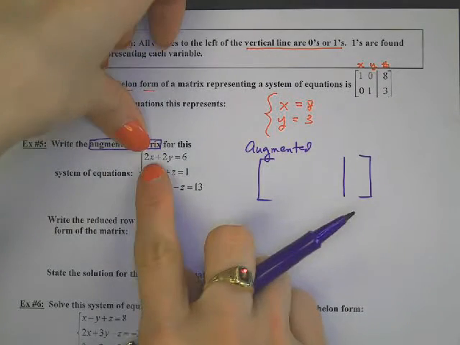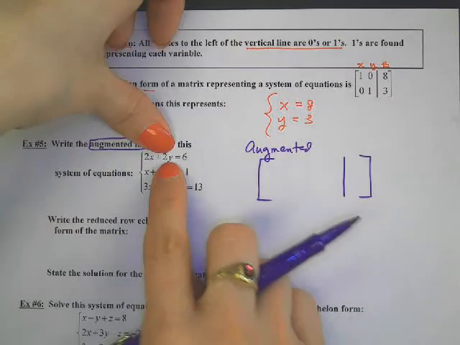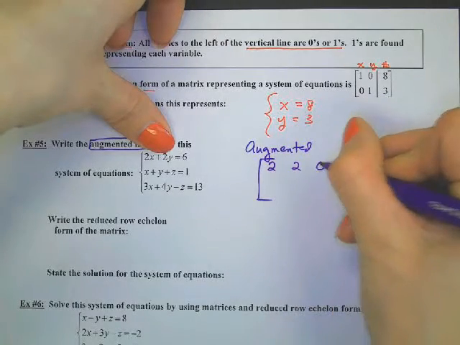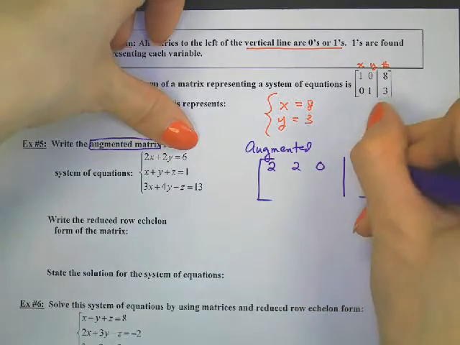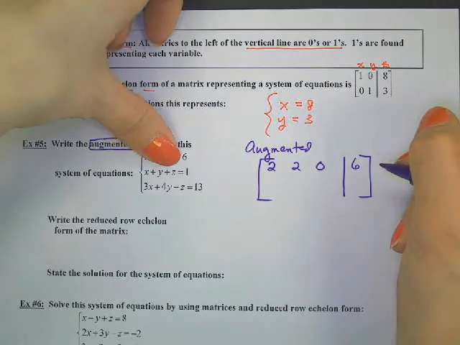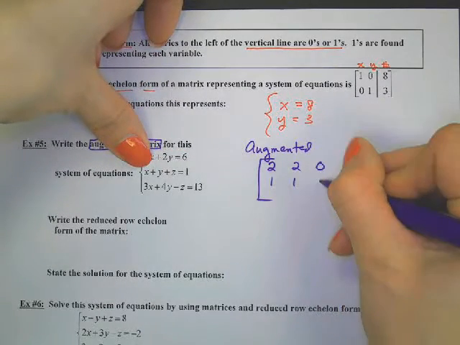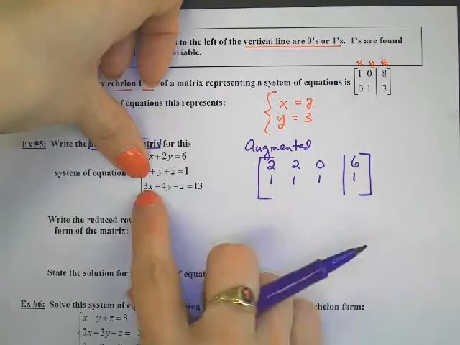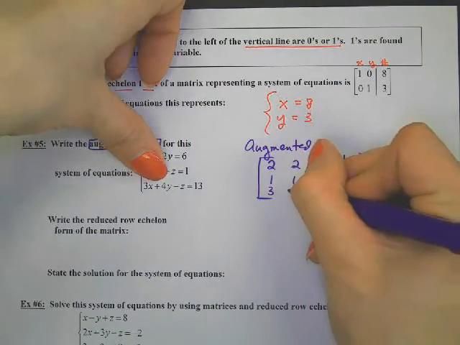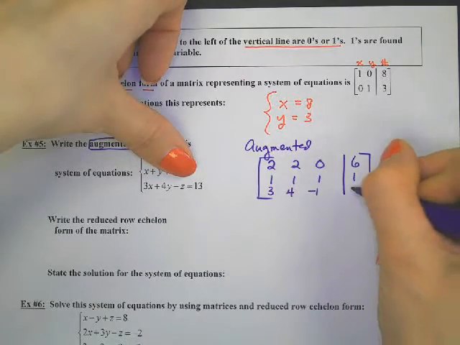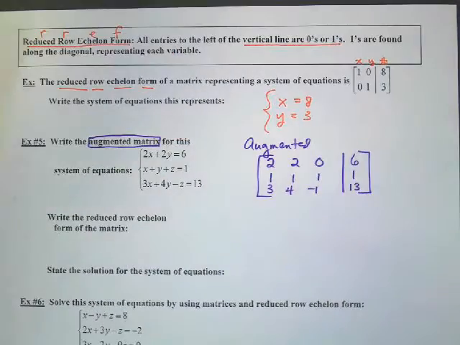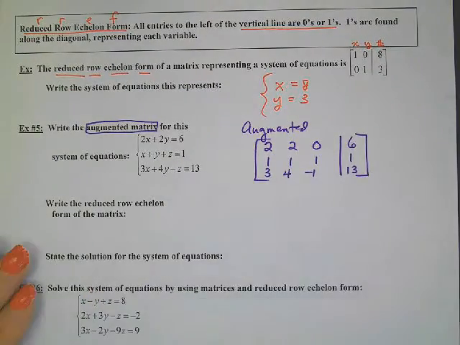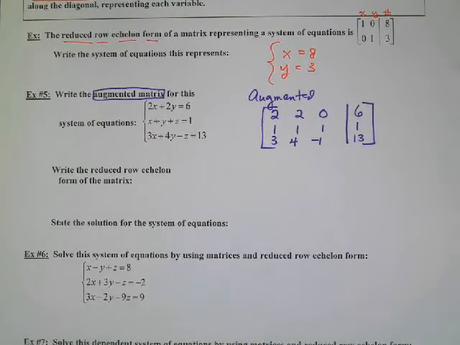And our first equation says 2x, 2y. Our first equation doesn't have any z's. So let's put 2, 2, 0. And the constant is 6. The next equation has 1, 1, 1, and a 1. And then the third equation has a 3, a 4, a -1, and a 13. That's the augmented matrix. Not a whole lot of work. You just take the equation and you write it in a matrix form.